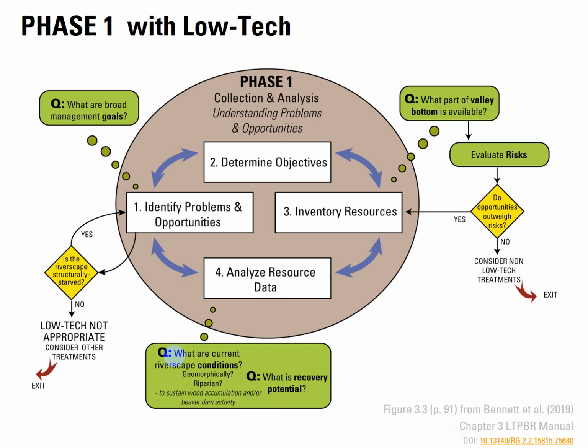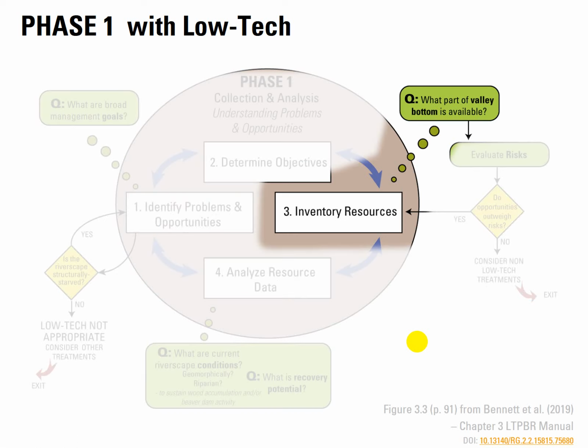So Jeremy showed us this phase one with low tech, and he said, well, this is all complicated, right? Basically the brown stuff and the white boxes, that is part of the conservation planning process. This is the sort of planning circle. And then we've added these complicating factors, these green boxes, which are key questions you need to address, and the yellow diamonds, which are decision points, okay?